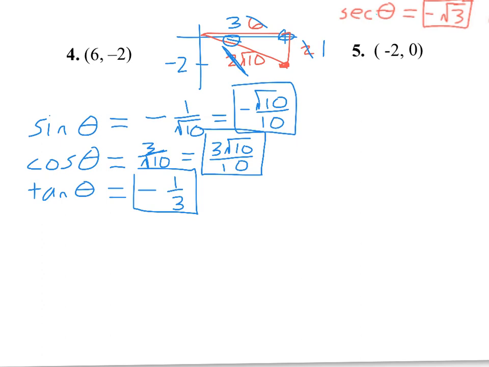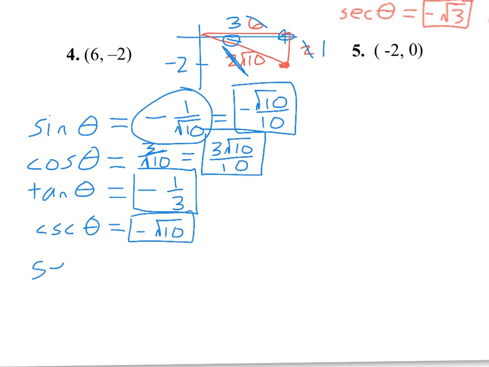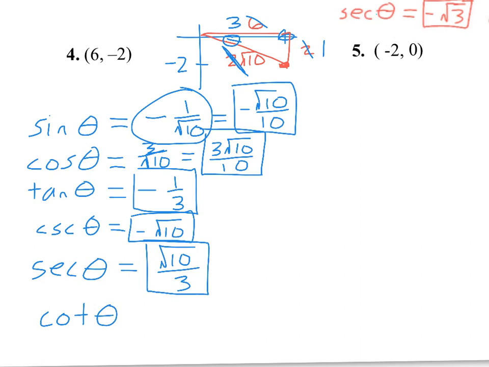Alright, the reciprocals, we have reciprocal of sine is cosecant. Flipping the unrationalized fraction, we get negative root 10. Reciprocal of cosine is secant, so that's going to be root 10 over 3. And then the reciprocal of tangent is cotangent. The reciprocal of negative 1/3 is negative 3.